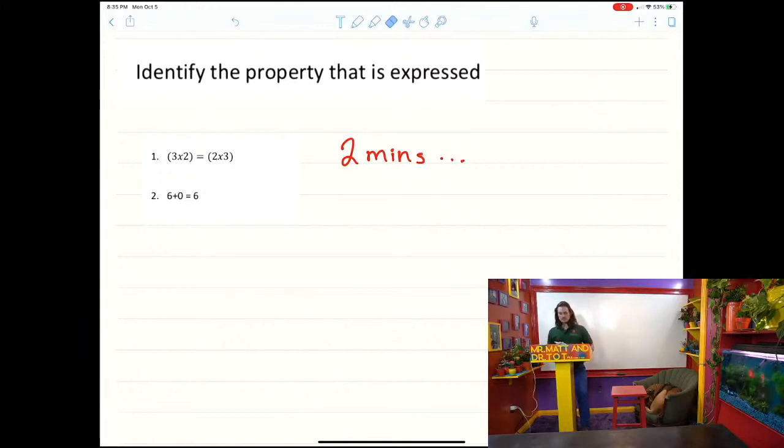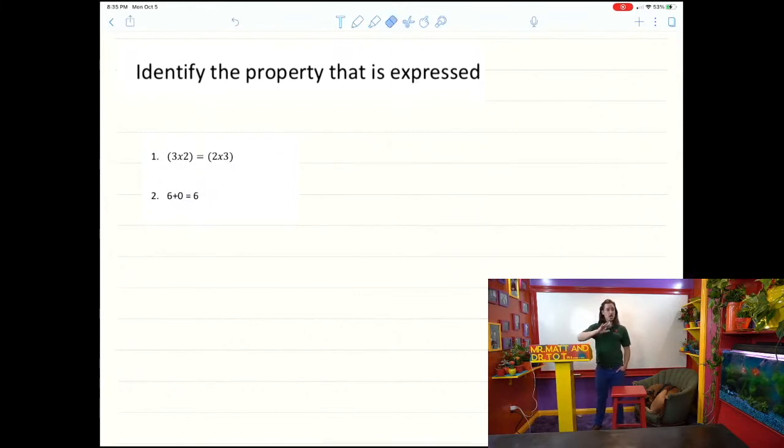Okay, so if we look at the first one, first of all, you can always identify from the operation whether it's the addition or multiplication corollary. A corollary is a version of a formula. For the first one, we can see that the operation is multiplication. The second one, the operation there is addition. The first one is saying that 3 times 2 is the same thing as 2 times 3. In other words, it's saying that order doesn't matter. So this is the commutative property of multiplication.